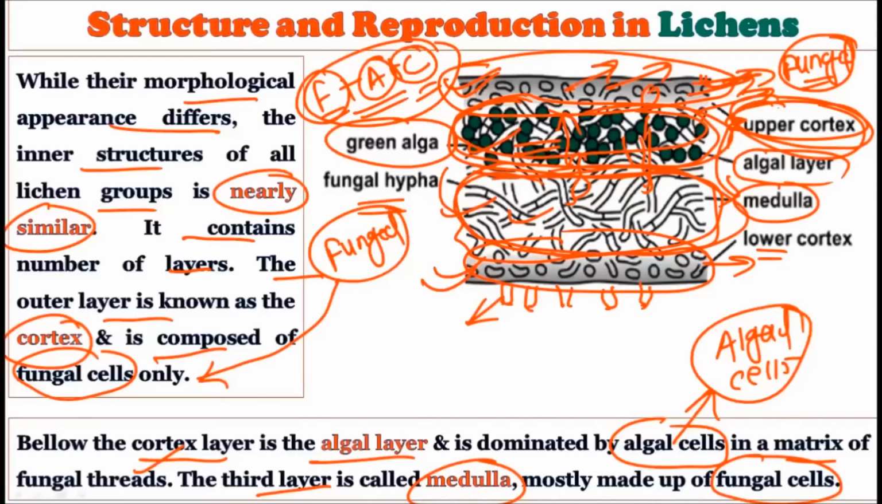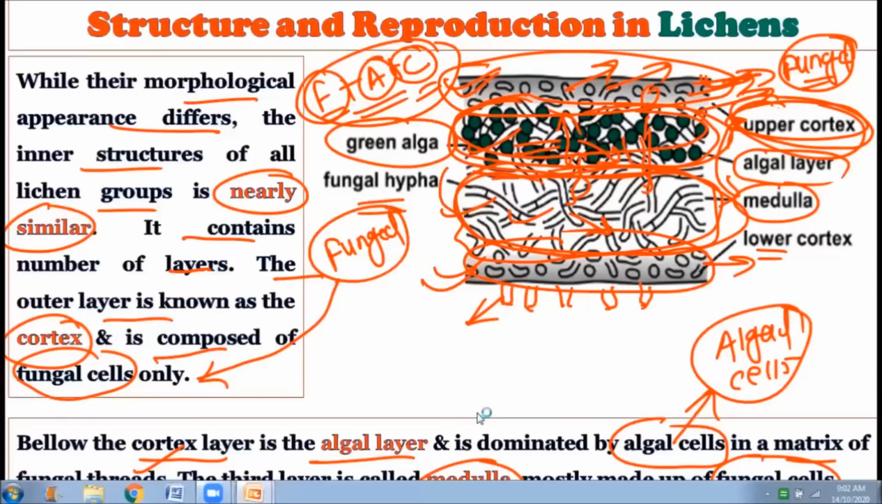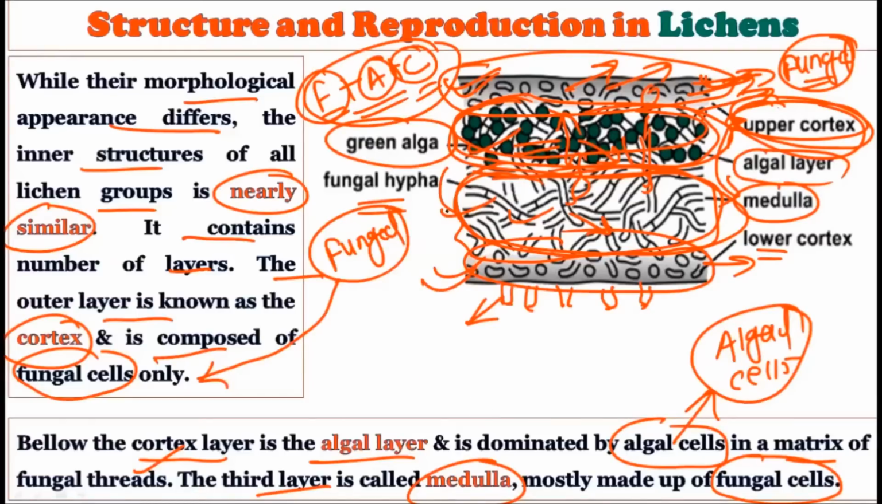So the upper layer is the cortex layer, below we have the algal layer, and below that we have the medulla layer, which is dominated by the fungal cells. Out of the three layers, two layers are dominated by the fungal cells, and the middle layer, the algal layer, is dominated by the photobiont partner. So anatomically, at the top we have the upper cortex dominated by fungal cells, then the algal layer dominated by the photobiont cells, and then the medulla, which is mostly made up of fungal cells.